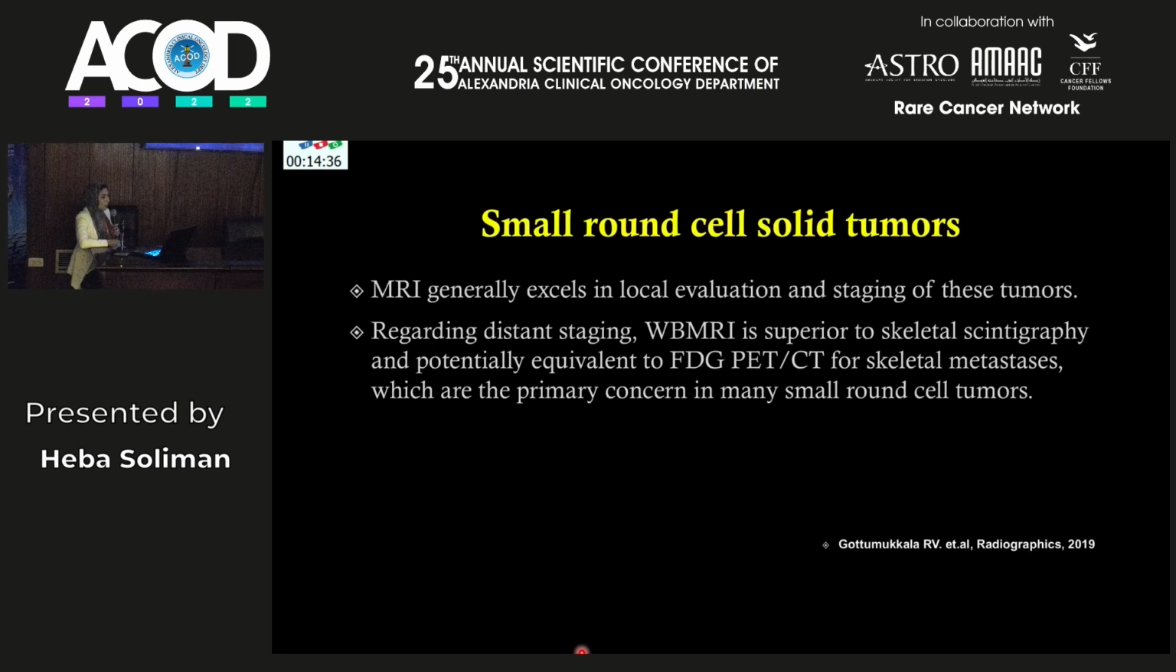The second application is in small round cell tumors. MRI generally excels in local evaluation and staging in these tumors. And regarding distant staging, whole body MRI is superior to skeletal scintigraphy and potentially equivalent to FDG PET for skeletal metastases, which are the primary concern in many small round cell tumors.